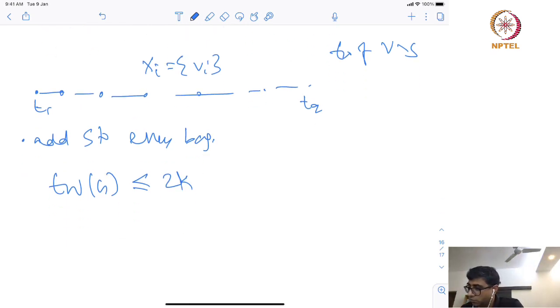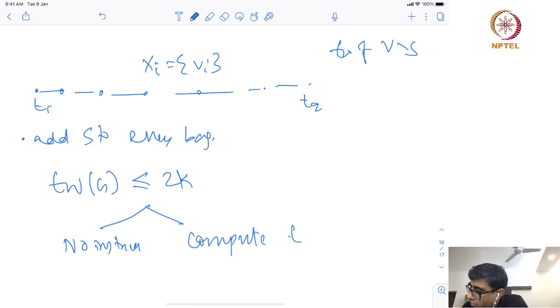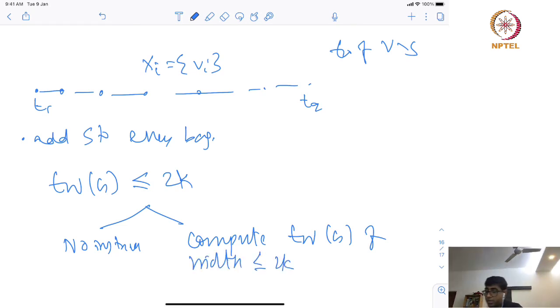Now, what are we able to say? In polynomial time, we are able to say either that this is a no instance, or compute a tree decomposition of G of width at most 2k. In fact, we can prove much better, much more.